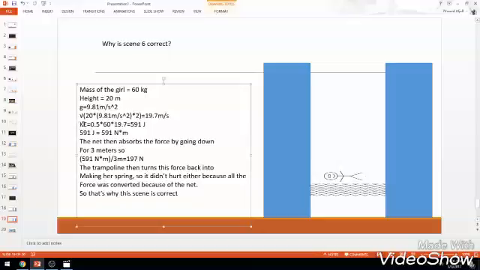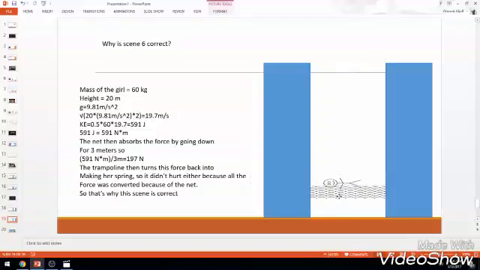The kinetic energy that she will have then is 0.5 times 60, her mass, times 19.7, her speed, squared, which is equal to roughly 591 joules, which is the same as 591 Newton times meter. The net then absorbs the force when she goes down, and the net will go down along with her, absorbing a lot of the force, and the net will push her back up. Instead of her body absorbing the force, it is used to push her back up. The net will go down for about 3 meters, so the force is lowered even more.